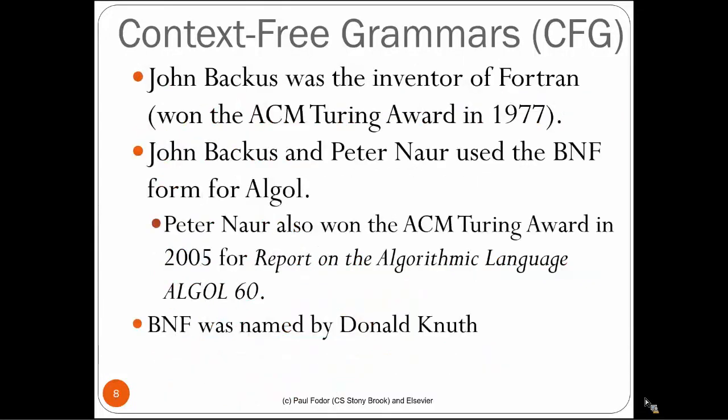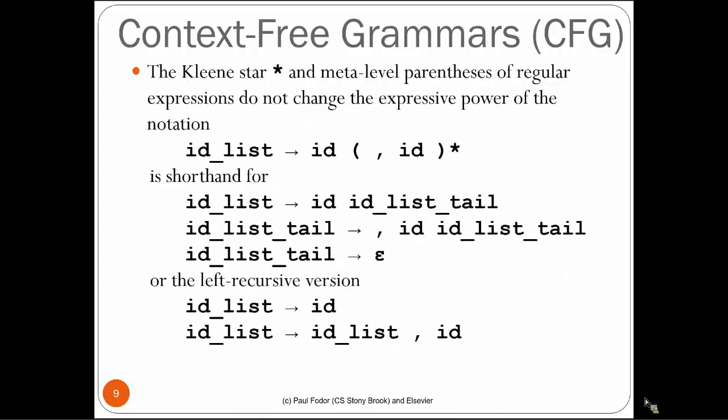So John Backus was the inventor of Fortran. He won the ACM Turing Award in 1977. Together with Peter Naur, they invented what is today called the BNF form, started by Donald Knuth, for another programming language called ALGOL. Peter Naur also won the ACM Turing Award in 2005 for the ALGOL language.